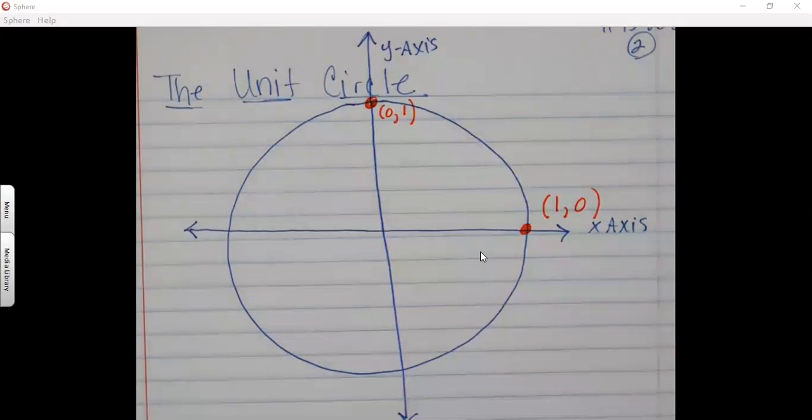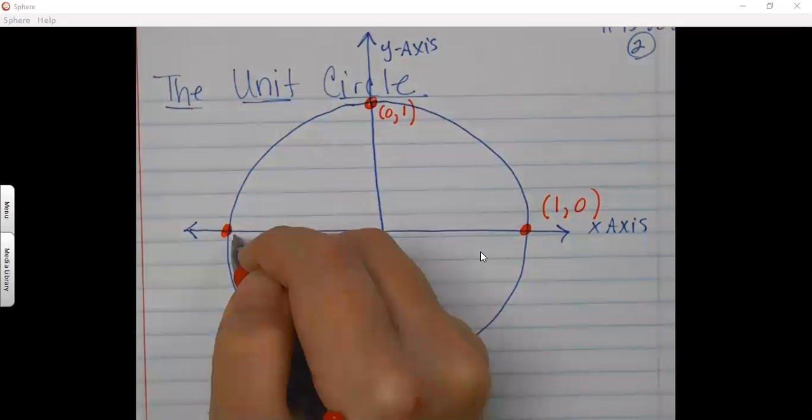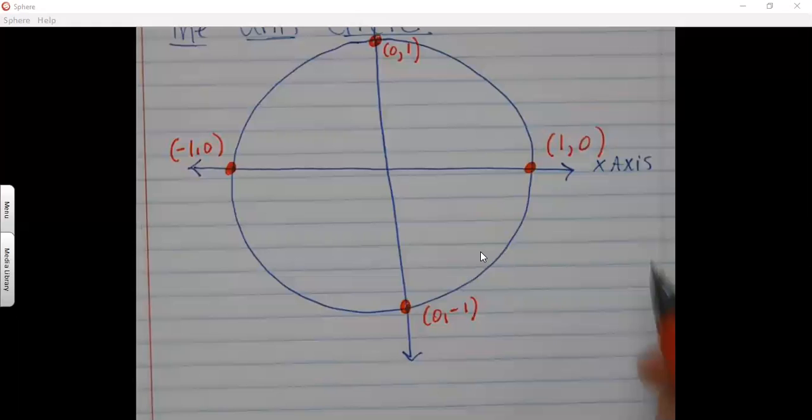-1, 0. And then down at the bottom, keep going counterclockwise. What's that ordered pair? 0, -1. So those are 4 of your main ordered pairs on a unit circle.